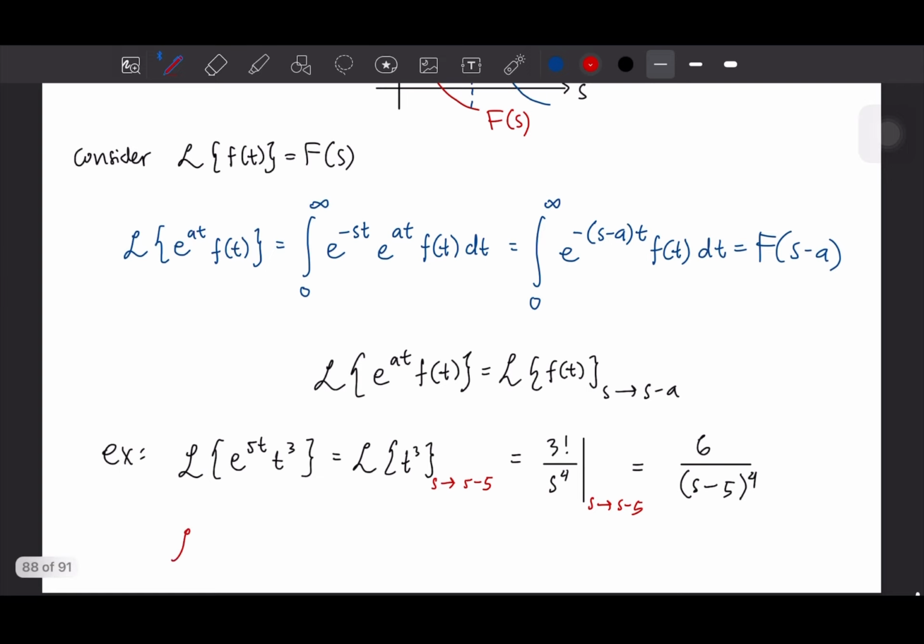And you could also try with the same method, e to the power of negative 2t times cosine 4t. This question actually means that you need to take the Laplace transform of cos 4t, and then at the end, change s to s minus negative 2, so s plus 2. Okay? I think that's for today's class.